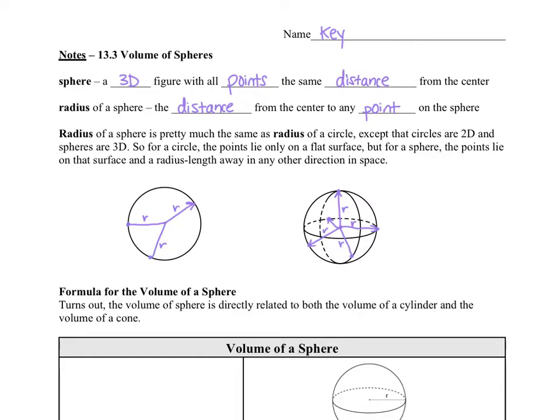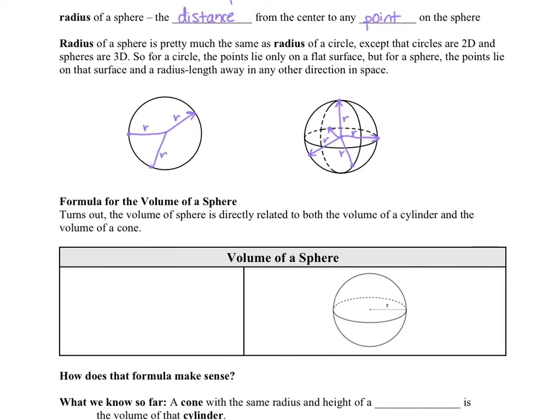So the radius of the sphere, I have it here, is pretty much the same as the radius of a circle, except two-dimensional versus three-dimensional. So the points lie on that surface a radius length away in any direction in space when you're talking about a sphere. But for a circle, since it's two-dimensional, it's anywhere around it that is a radius length from the center.